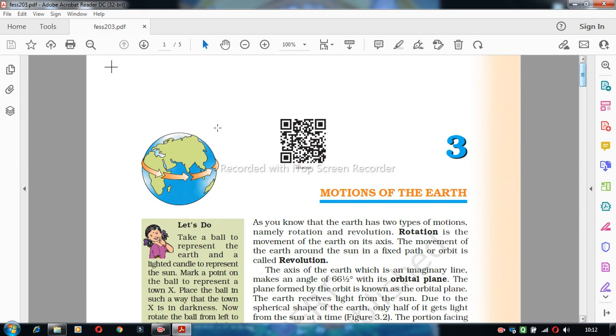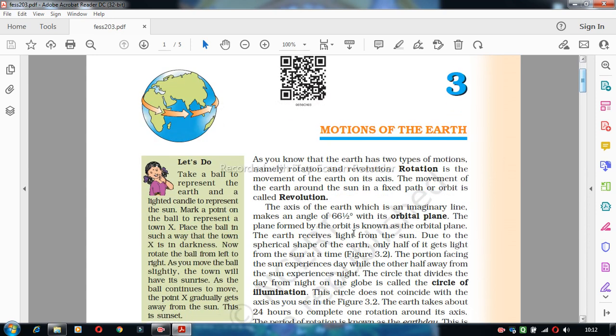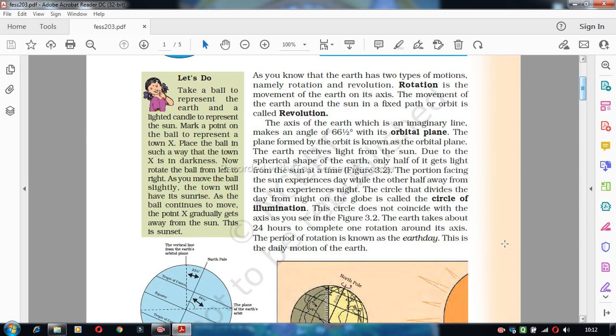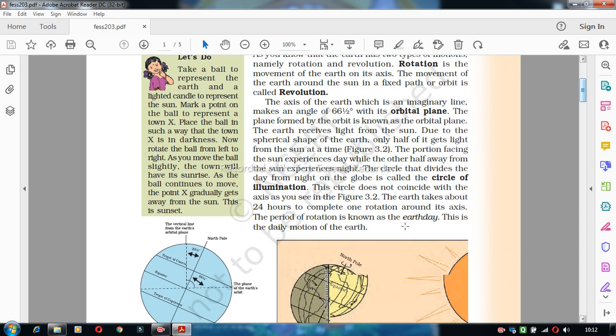So today we have seen chapter number 3, Motions of the Earth. In that we discussed rotation and revolution. What is rotation? The movement of the earth on its own axis is called rotation. What is revolution? The earth moving around the sun in a fixed path or orbit is called revolution. After that we saw the angle of inclination, then the circle of illumination, the orbital plane, and the meaning of earth day.